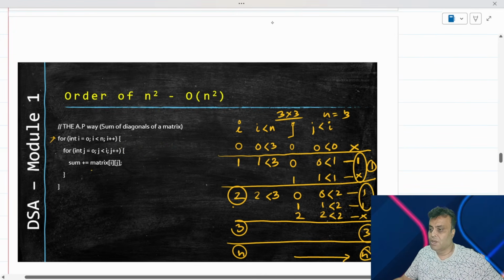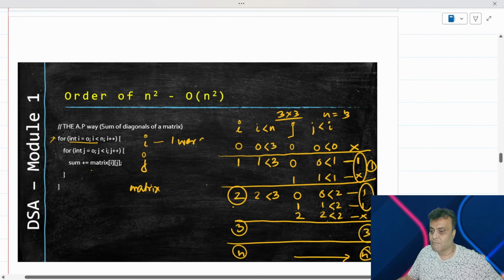Let us calculate. What are the variables we have taken? We have taken i, we have taken j, and we have taken matrix. Now i will be defined only once, so I need one word for i. j will be defined i times, and i will go until n. So i will go until n means j will be defined n times. So I need n words of space for j.